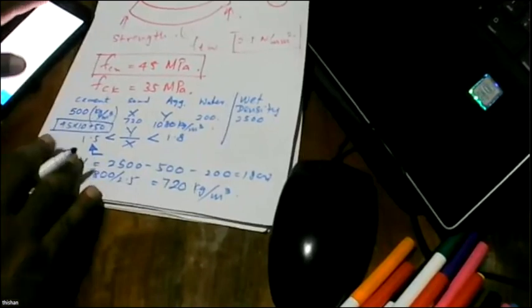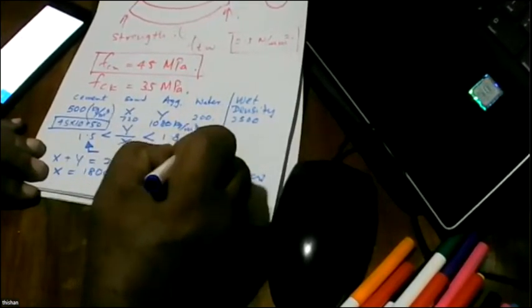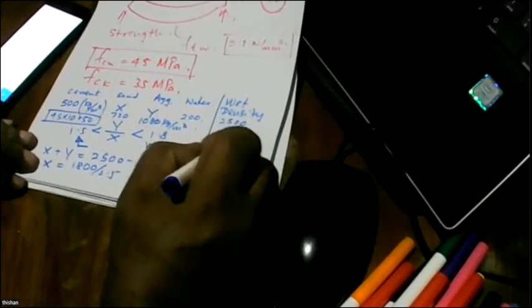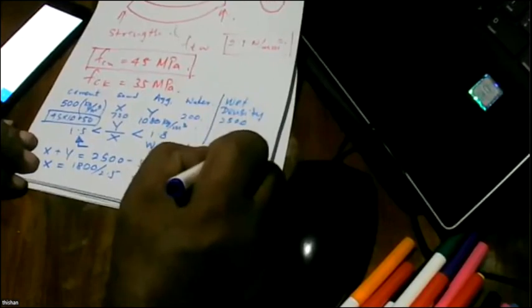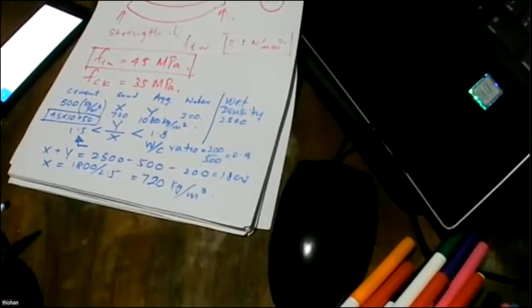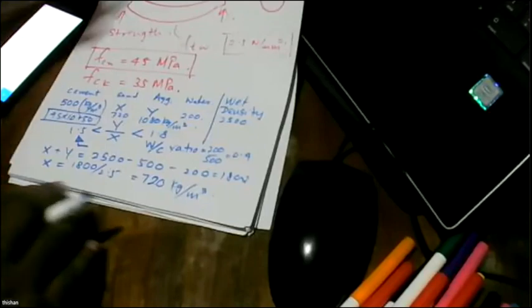So we can straight away get this one. If you look at the water cement ratio, it is equal to 200 divided by 500, which is equal to 0.4. It's a fairly low water cement ratio, but you are going to get 45 megapascal.